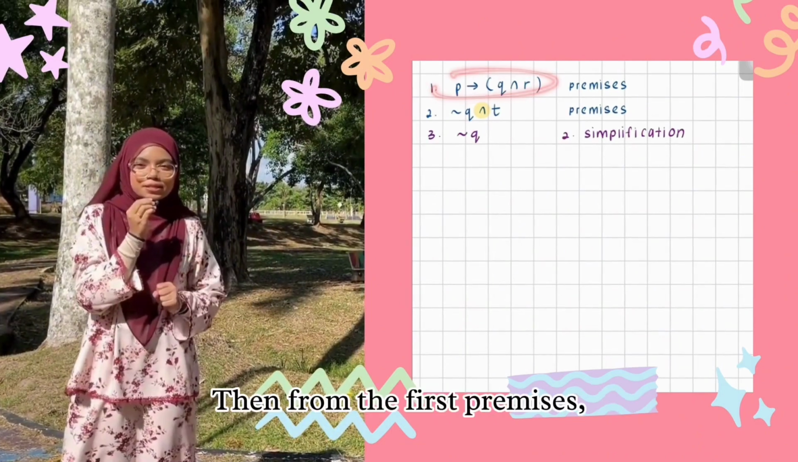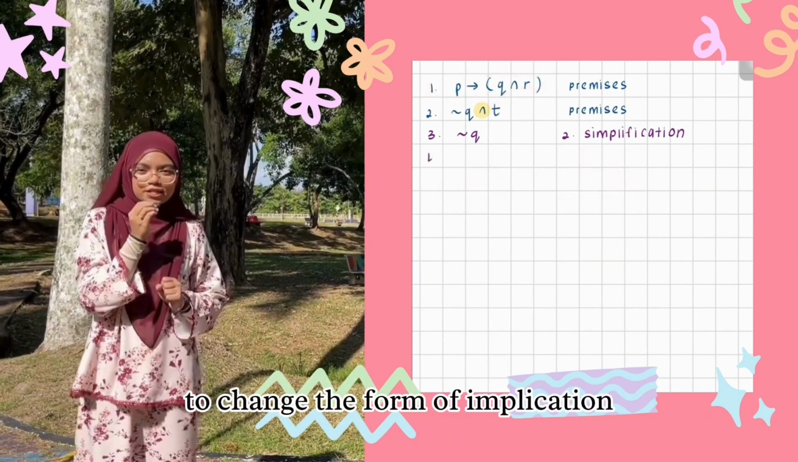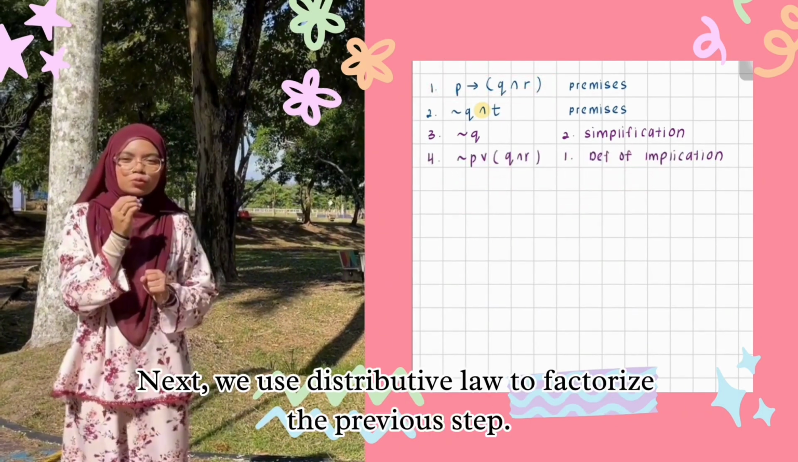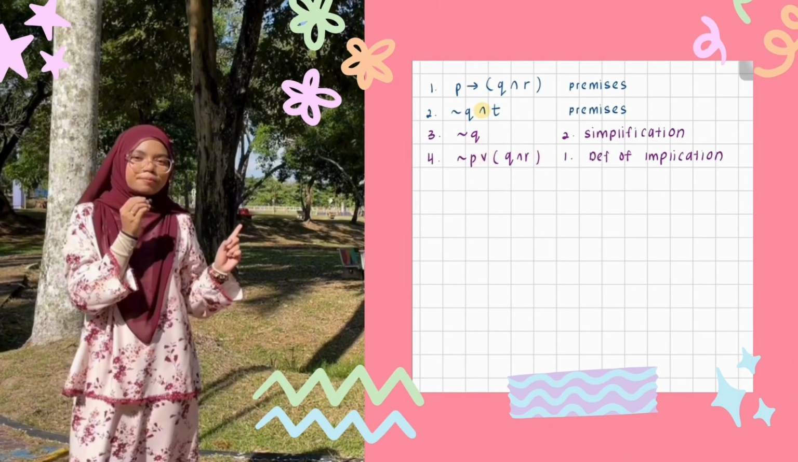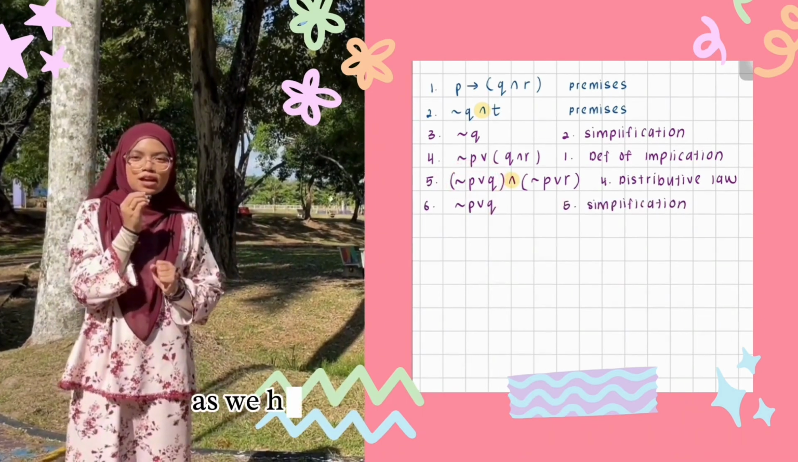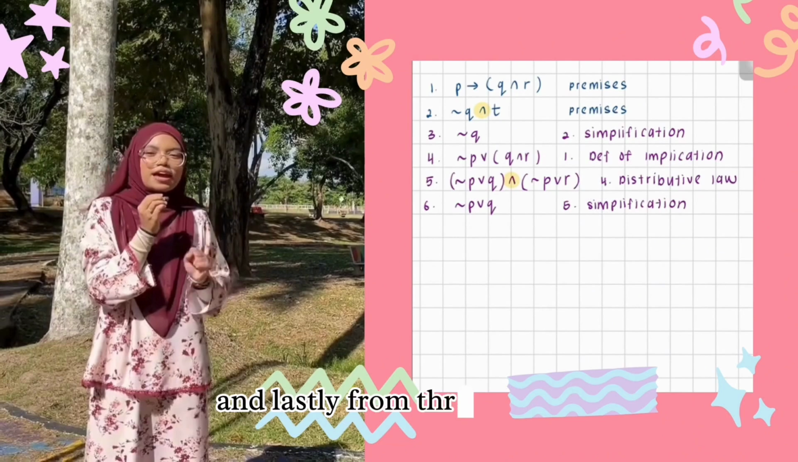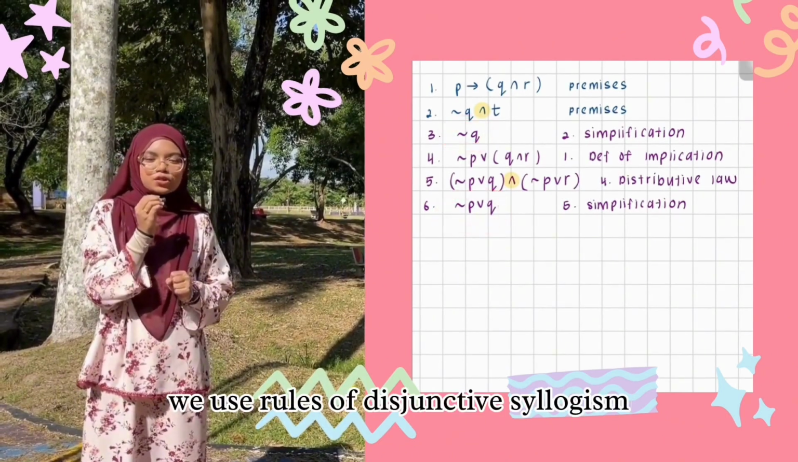Then from the first premises, we use definition of implication rule to change the form of implication. Next, we use distributive law to factorize the previous step. Then we got negation P or Q by using simplification rules as we have conjunction symbol. And lastly, from 3 and 6, we use rules of disjunctive syllogism.